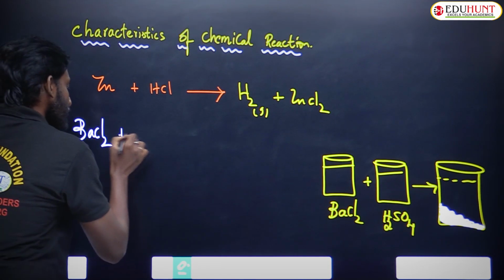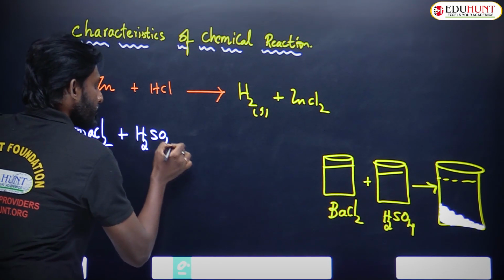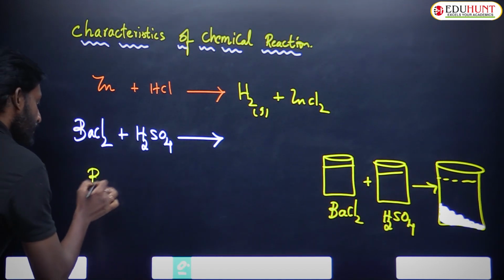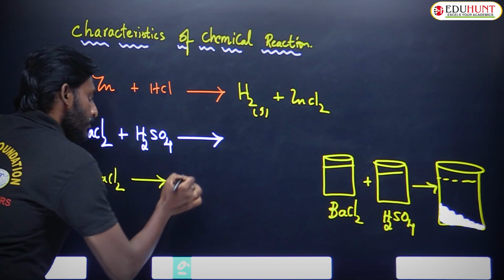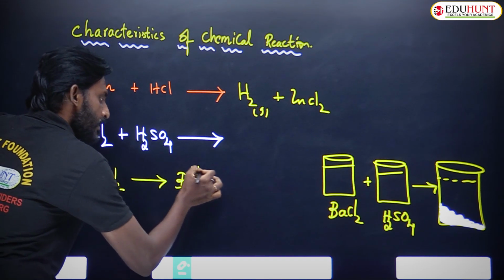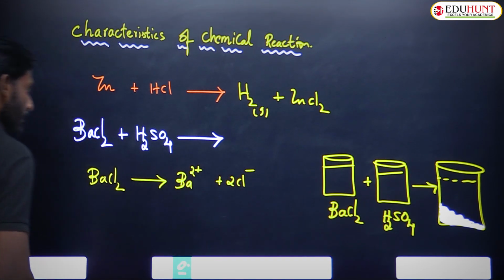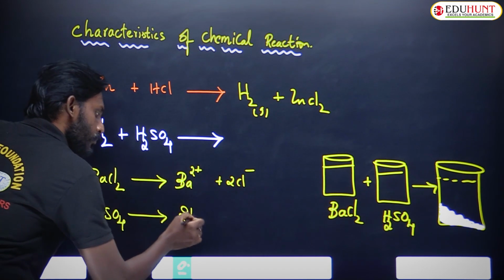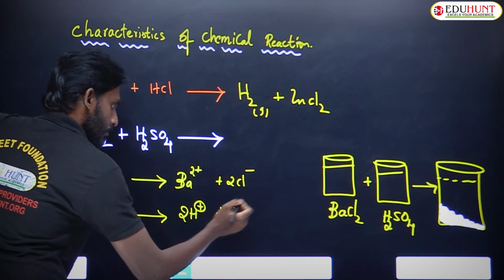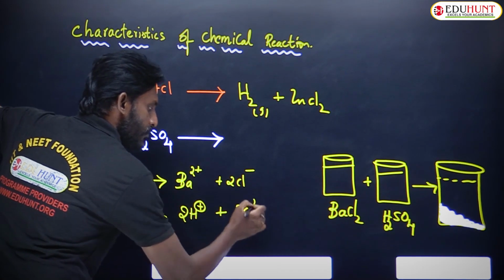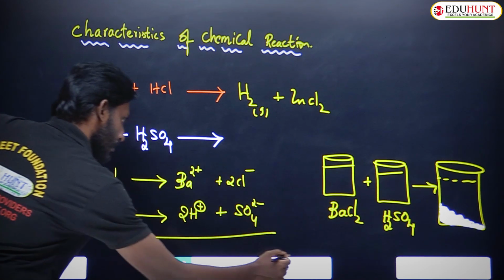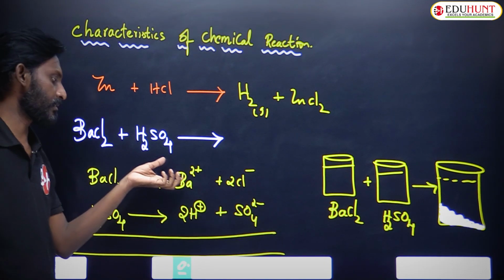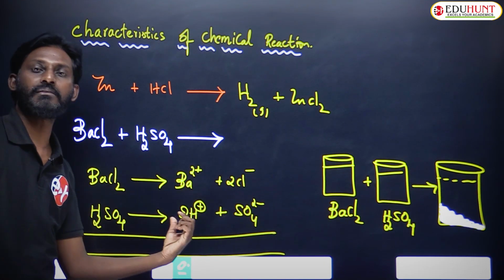BaCl2 plus H2SO4 gives rise to what? Now let us break that down. BaCl2 gives two kinds of radical, Ba2 plus and 2Cl minus. Similarly, H2SO4 gives rise to 2H plus and 1 SO4 2 negative. Now try to add the cation of this with the anion of that.